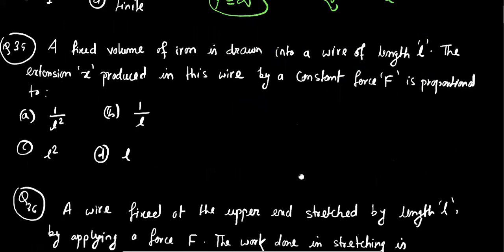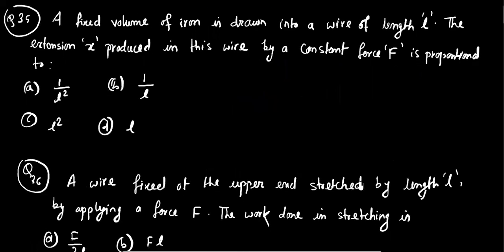Okay, now we are going to discuss question number 35. A fixed volume of iron is drawn into a wire of length L. The extension produced in this wire by a constant force F is proportional to. Okay, so I'm going to discuss it.